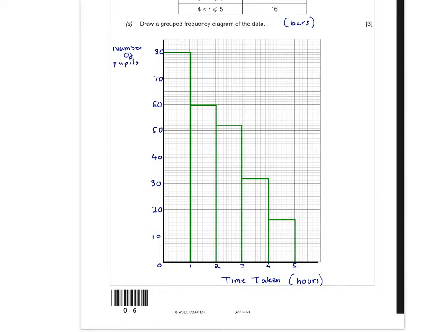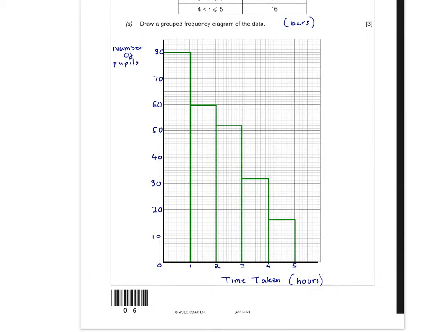So the first one, I go across at 80, and I just draw straight down to 1 there. 0 to 1 doesn't go in the middle of the bar, it goes either side of the bars. It goes 0, 1, 2, 3, 4, 5, and it's just a bar chart for the rest of those values, and it should look something like that. Okay? Always important to label your axes. Frequency is fine there instead of number of pupils. And then time taken in hours or time is fine.